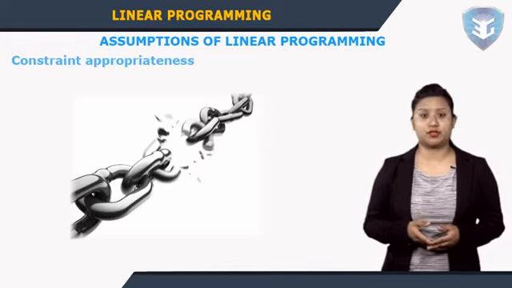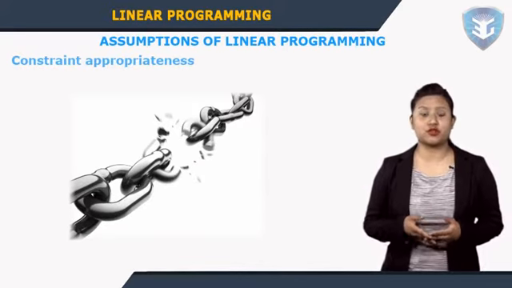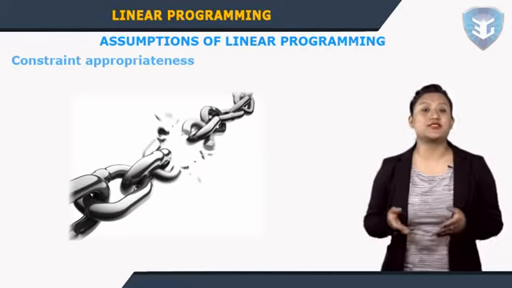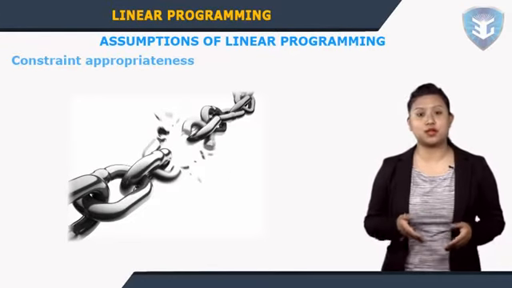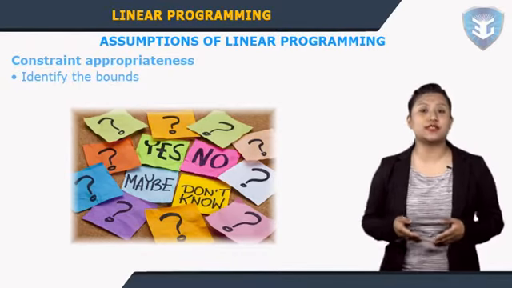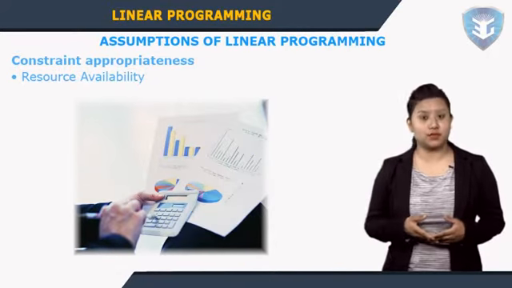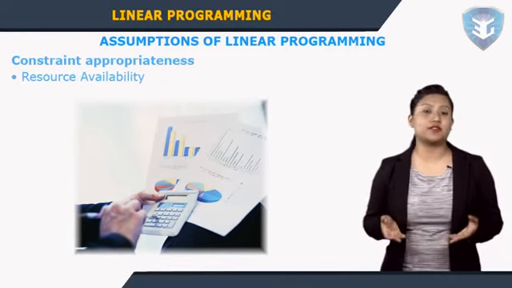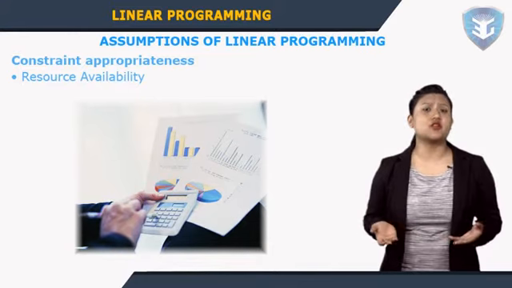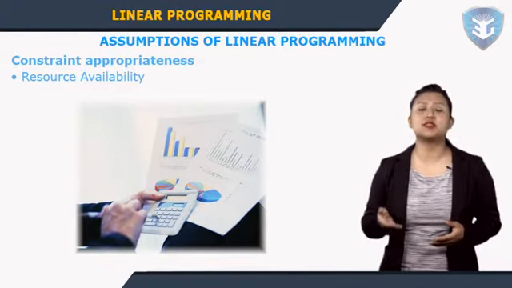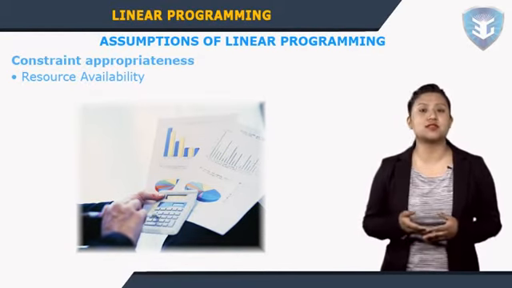Constraint appropriateness. The third appropriateness assumption involves the constraints. Again, this is best expressed by identifying sub-assumptions. The constraints fully identify the bounds placed on the decision variables: resource availability, technology, the external environment, etc. Thus, any choice of the decision variables which simultaneously satisfies all the constraints is admissible.